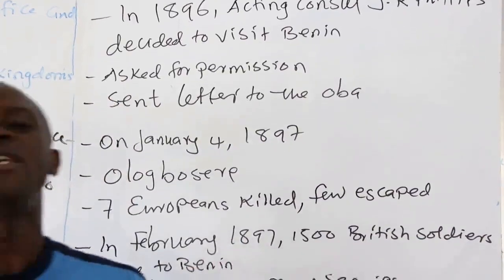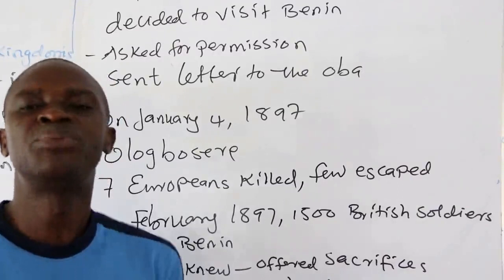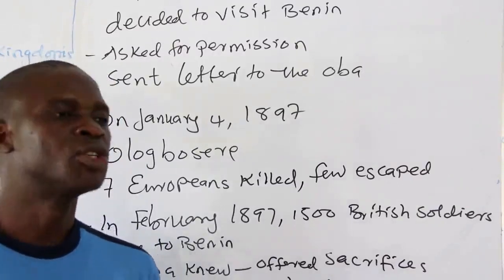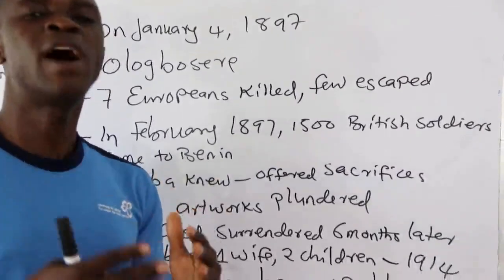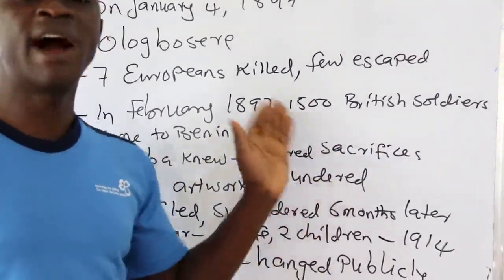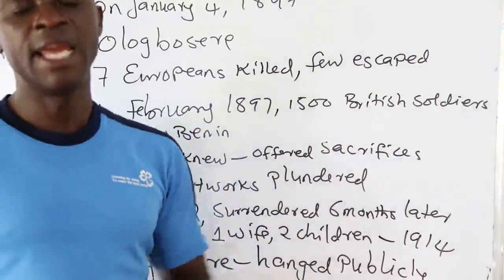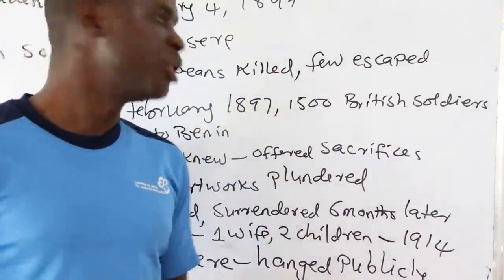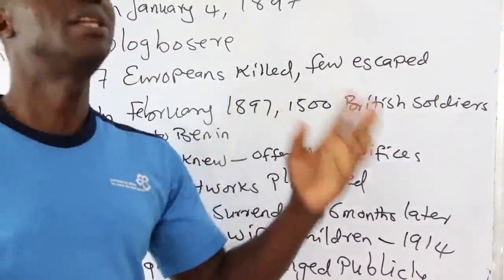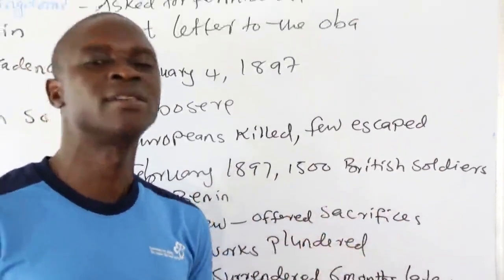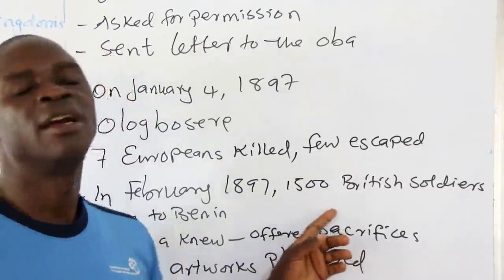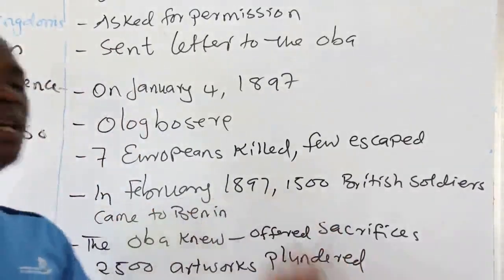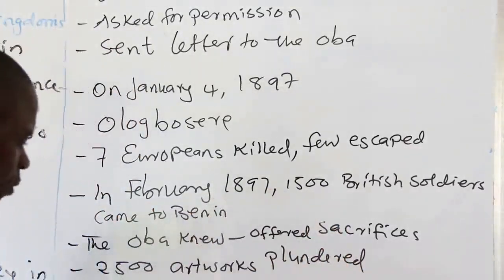And as if the king, the Oba himself, knew that the British were coming for revenge, he called on the traditional chiefs to offer sacrifices to the gods in order to avert the impending revenge of the British. But even with all the sacrifices, the human sacrifices that were rendered to the gods, the British still landed in Benin, as I said, in February 1897.